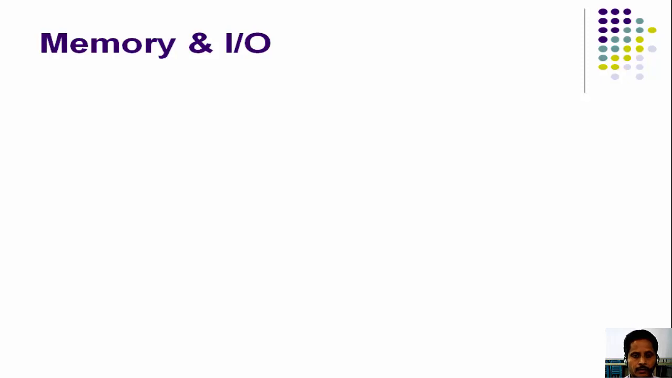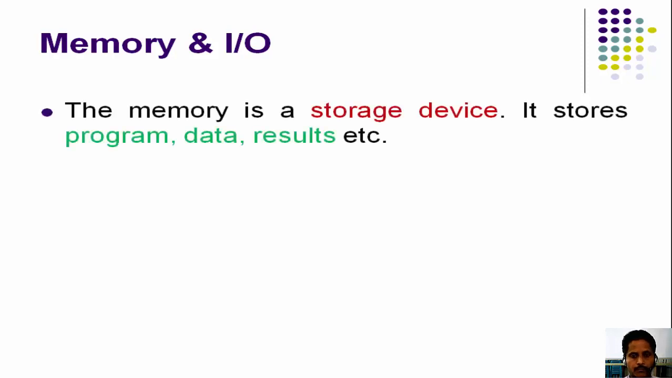Now we'll see the different sections. Now we'll see the next block, that is memory and IO. So memory is a storage device. It stores the program, data and result. So program is nothing but the user program. Depending on the application, the program gets stored in the memory, then user data, and after the operation performed by the CPU, the result you will find in the memory.